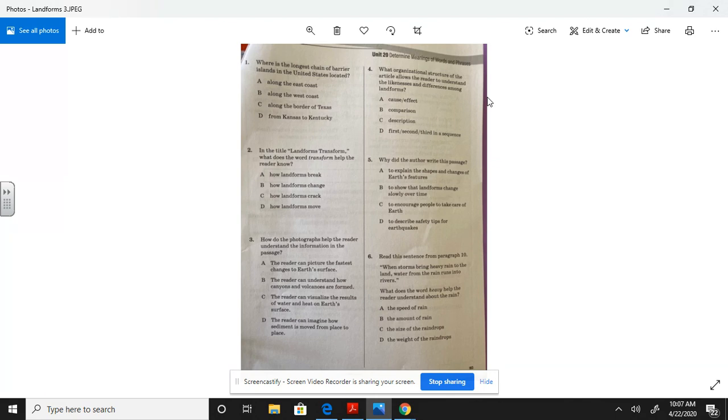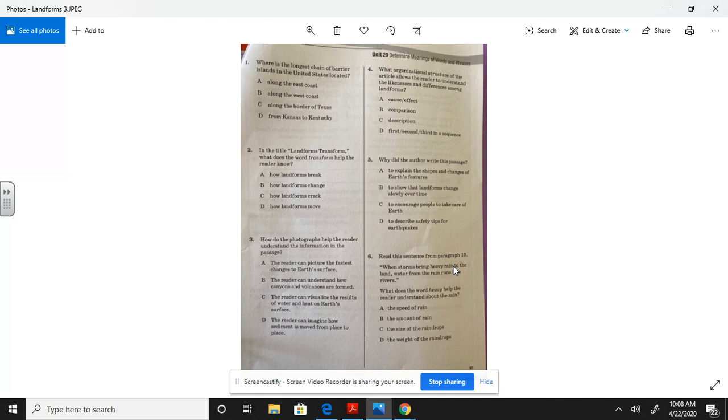Likenesses and differences. When I see those words, and I should have highlighted them, that lets me know that I'm comparing. So I'm not really describing. I mean, it's giving some key details, it's giving description, but we're talking about the entire structure of the article. First, second, third in a sequence? No, it didn't do that at all. When I go back into the question, I see likenesses and differences. That's really giving me a hint that we're comparing the differences of different landforms in this article.